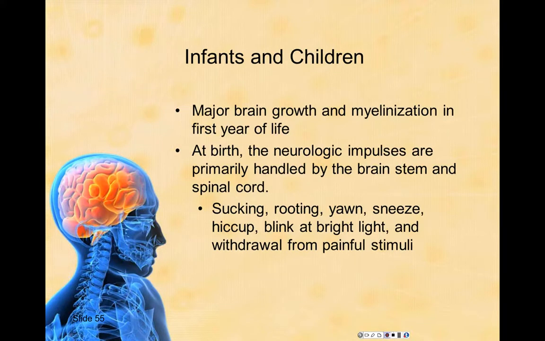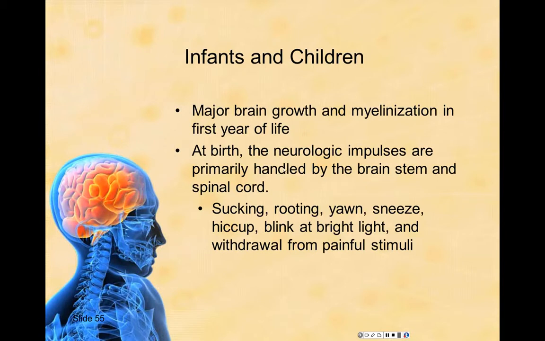I'm not going to spend a lot of time on infants and children in this particular lecture, because we will have a complete lecture on pediatric neurological assessment later on in the course. But one thing to remember is that in infants and children, the major brain growth and myelinization is occurring in that first year of life.